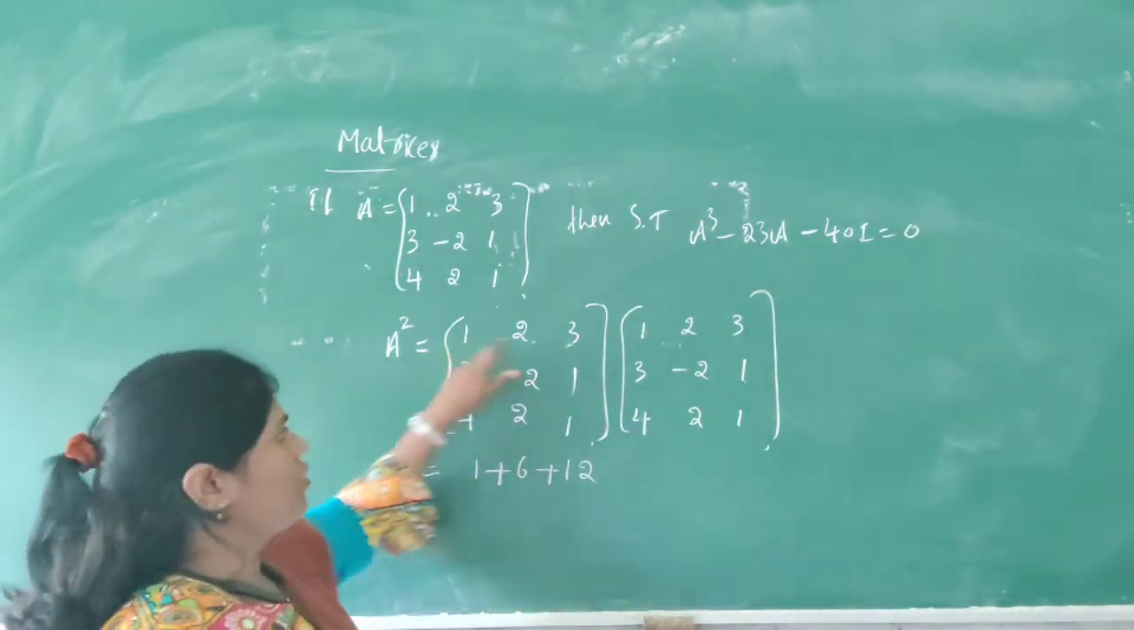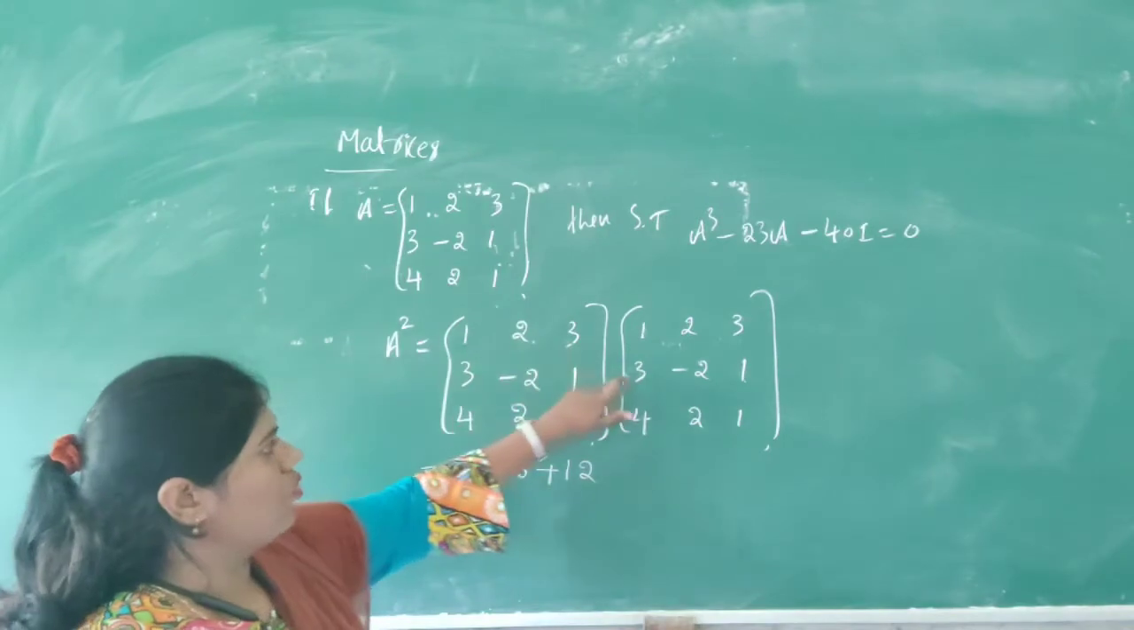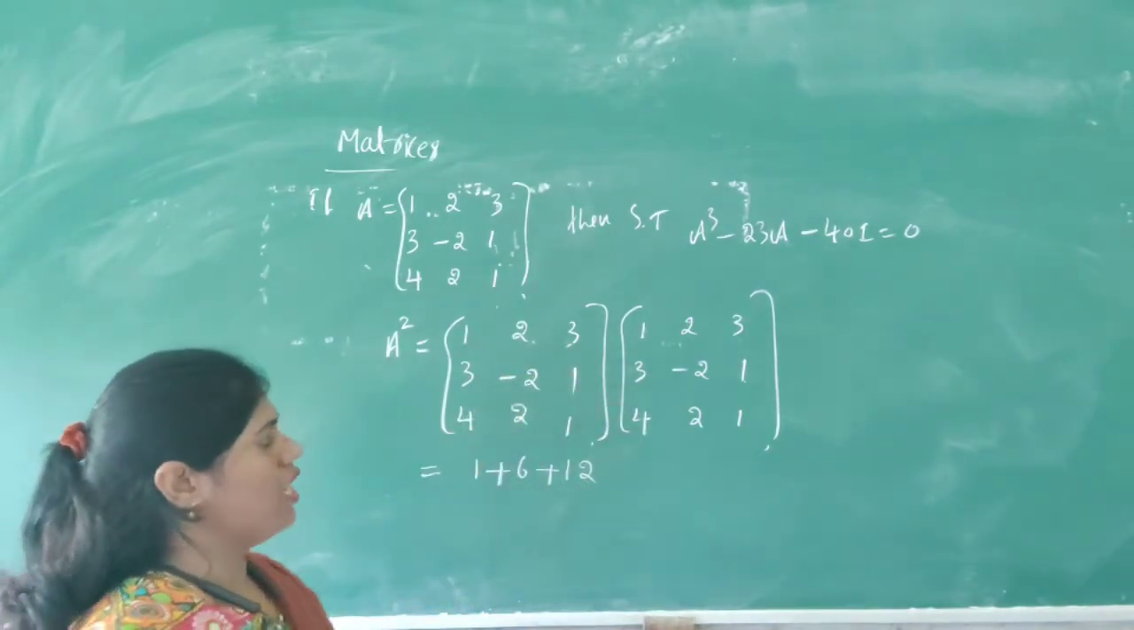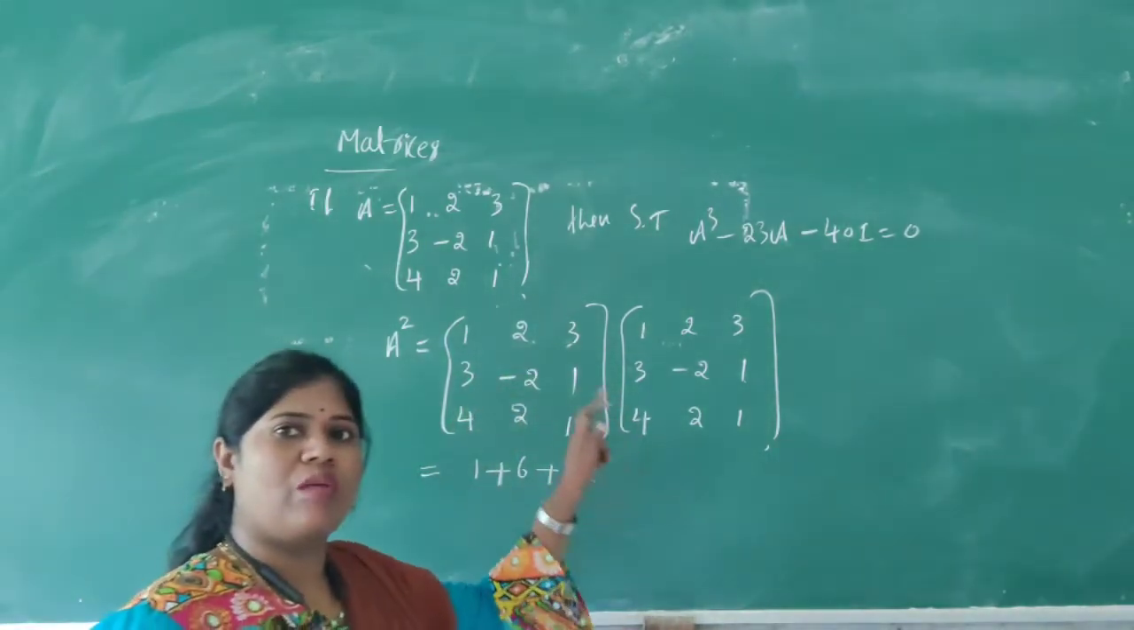Correct, no? 1 1 is a 1. Plus 2 3 is a 6. Plus 3 4 is a 12. First row, first column is over.